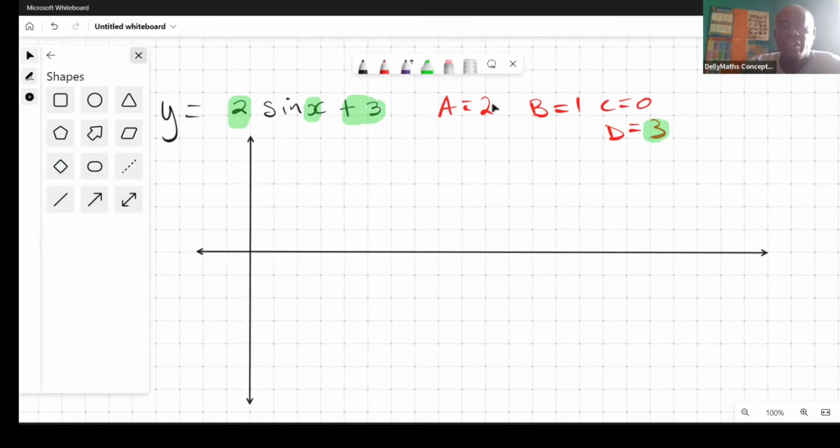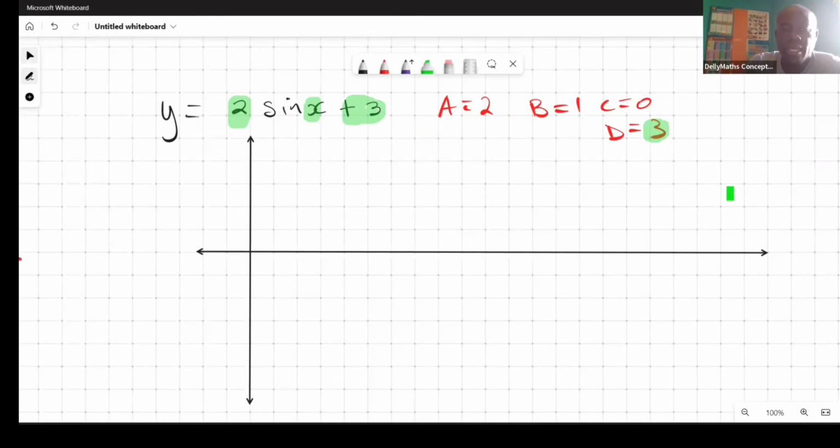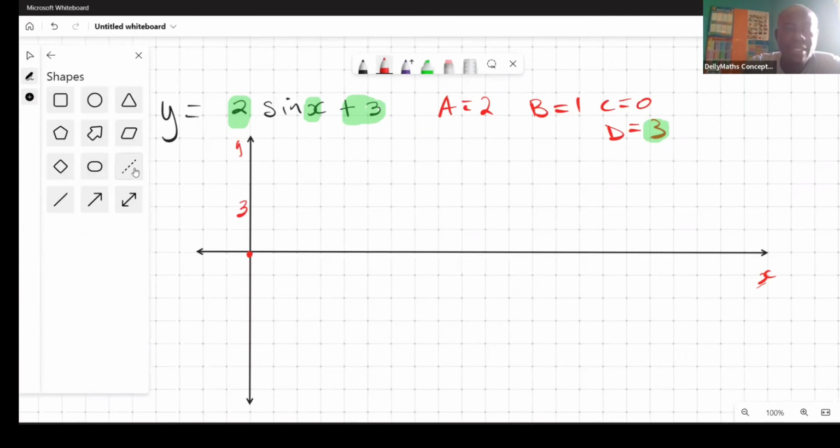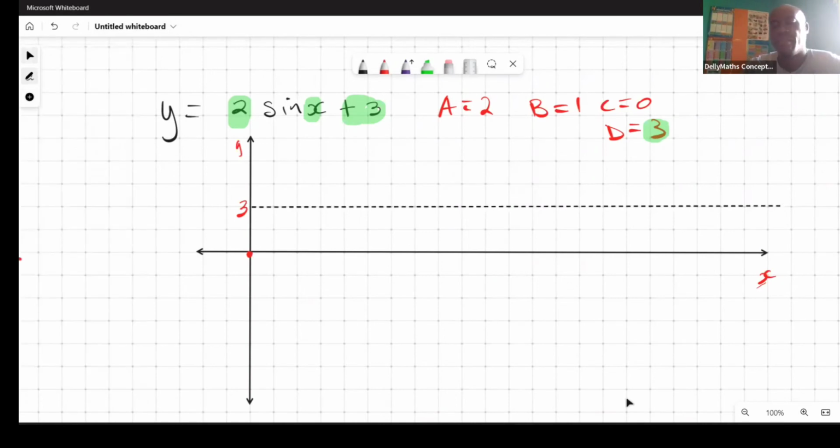There is no horizontal shift, so I will still be dealing with right here. However, we're going to be starting at 3. So let us consider this spot 3. This line is going to be my center line, and it is on this line that we're going to be dealing with. This is where the graph would have no shift vertically upward because of that 3 here.